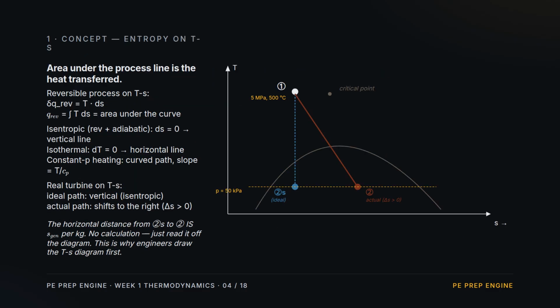Entropy on the TS diagram. For a reversible process, delta Q is T times ds, so area under the curve is heat transferred. Isentropic is a vertical line, isothermal horizontal. For a real turbine, the ideal path drops vertically to 2s. The actual curves right as entropy rises. That horizontal gap from 2s to the actual 2 is S generation per kilogram. Read it off the diagram.